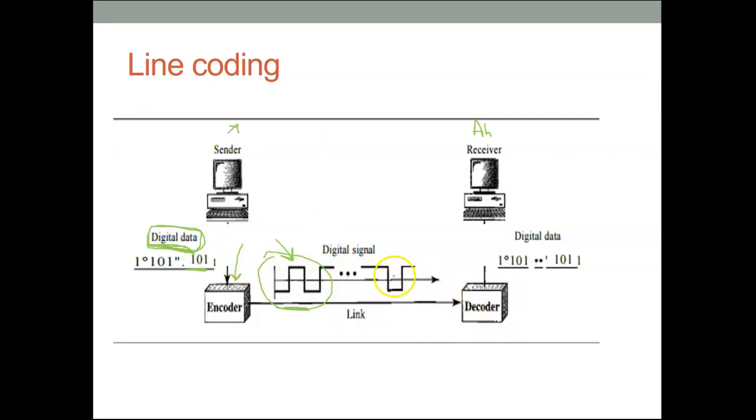Now, when it reaches the destination, the receiver, this digital signal needs to be changed to text so he can read it. So we have to convert again this signal into digital data, and the device we use in order to do this conversion is called decoder. So decoder will change the digital signal into digital data. And then Ahmed will have the data and he can store it in his computer and say later on he can read it. So this is line coding.